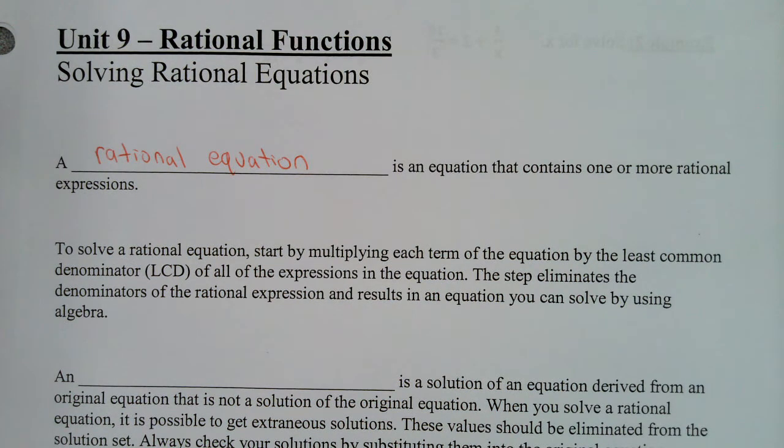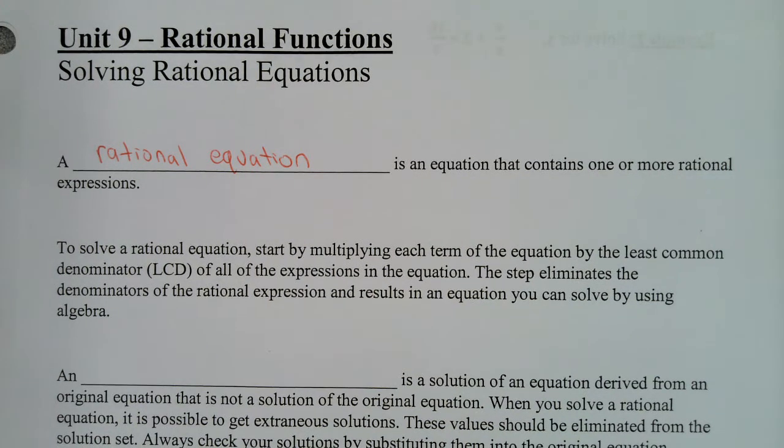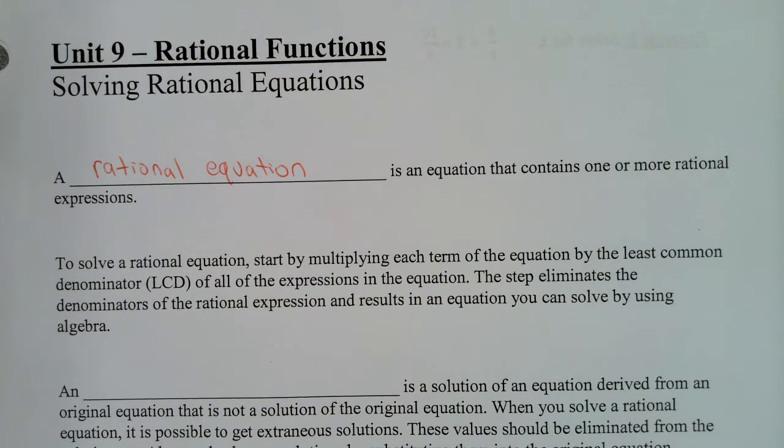To solve a rational equation, start by multiplying each term of the equation by the least common denominator, LCD, of all of the expressions in the equation. This step eliminates the denominators of the rational expressions and results in an equation that you can solve by using algebra.